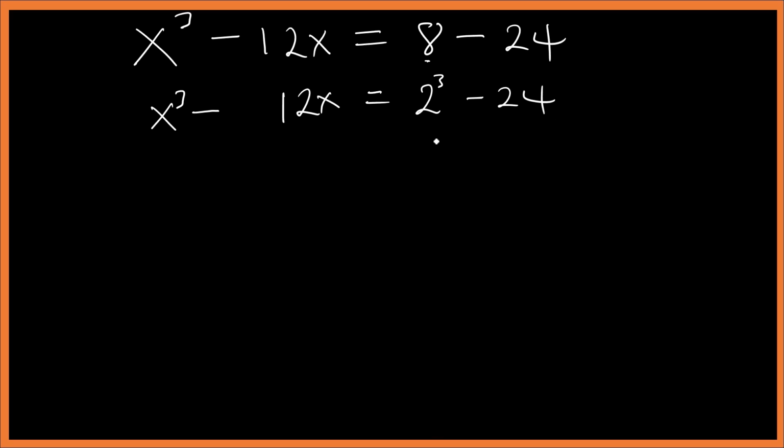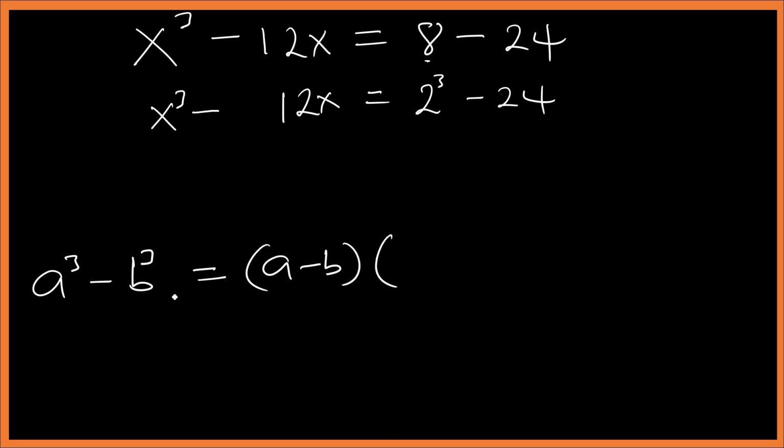Okay, now I want to arrive at the difference of cubes. When we're given a cubed minus b cubed, it is the same as a minus b times a squared plus ab plus b squared. That's that.